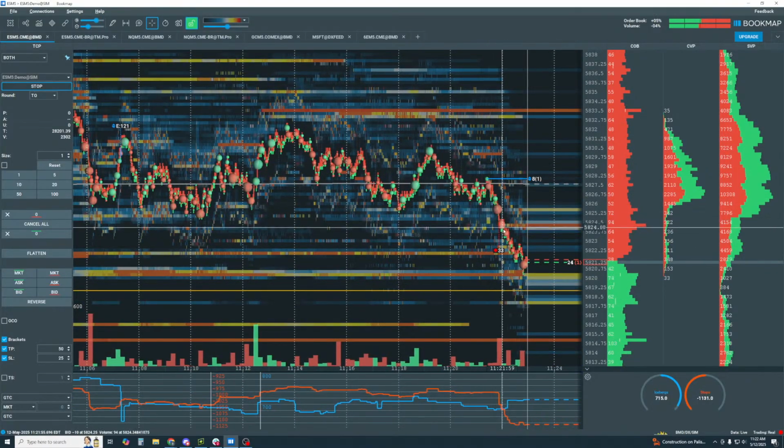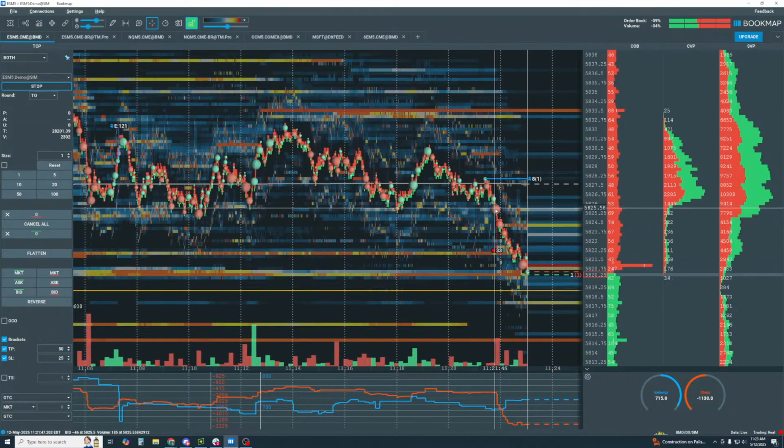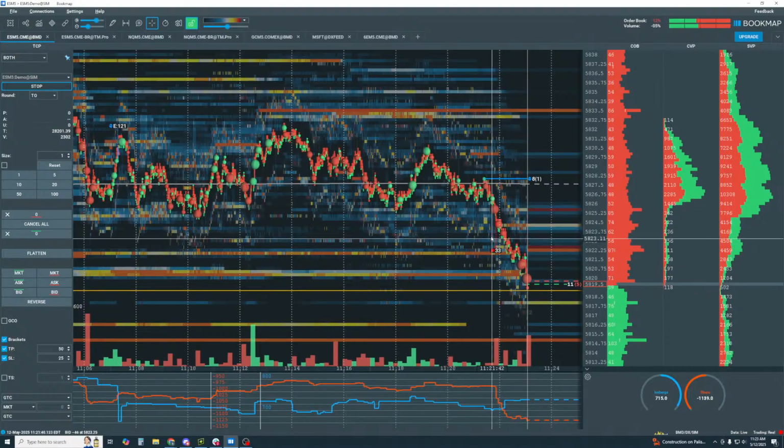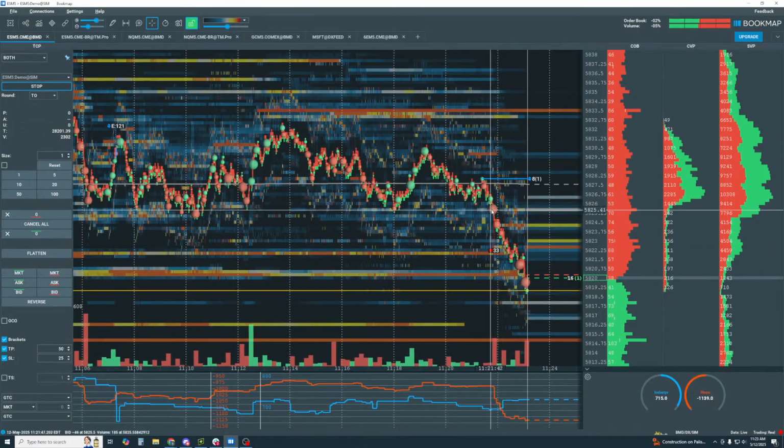Okay, European close is coming up. And this is a nice break here from 25 on down to, well, now we're down below 20. So that's 5 points.